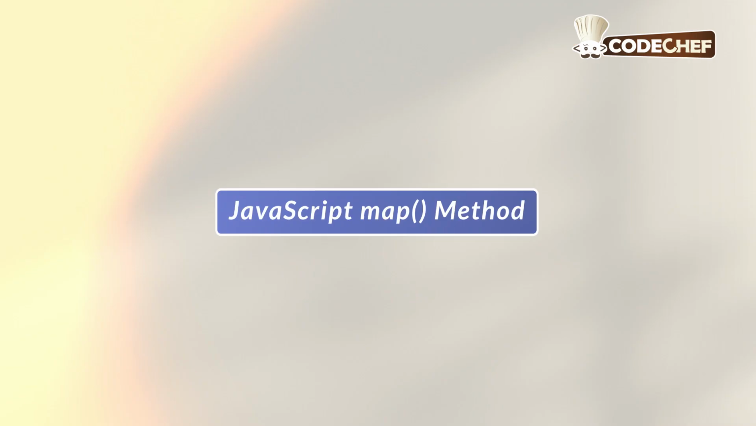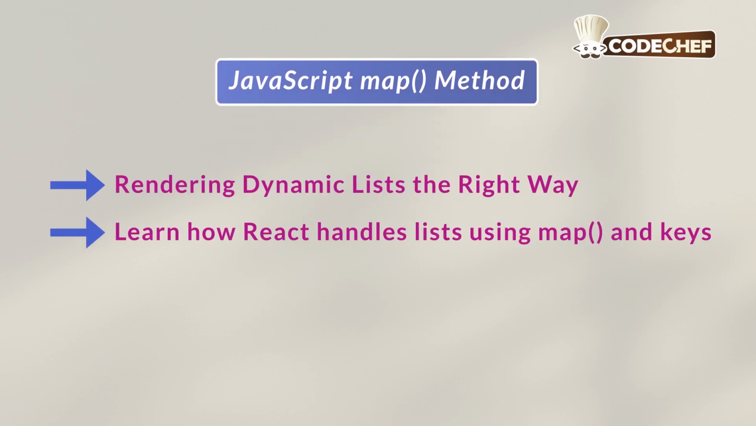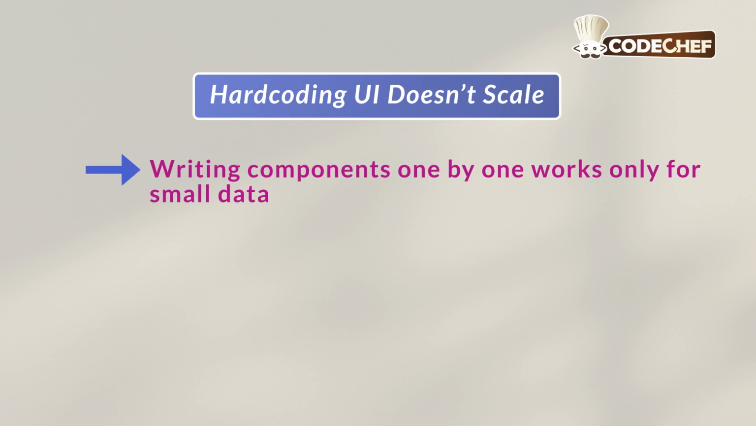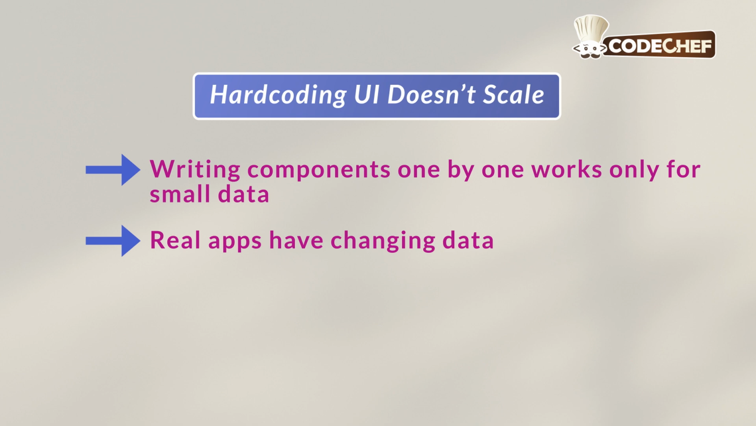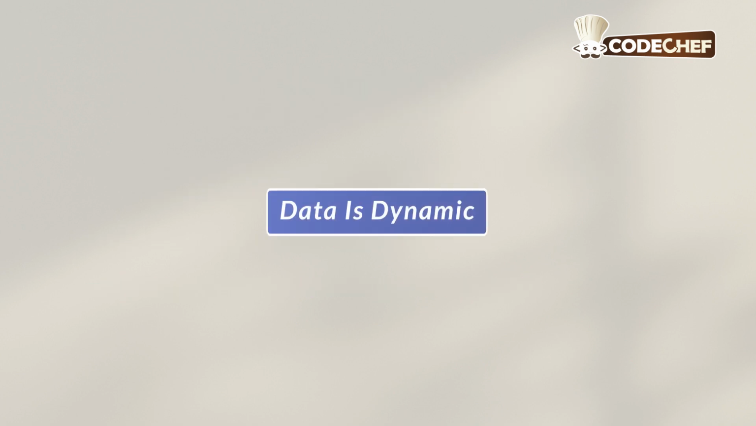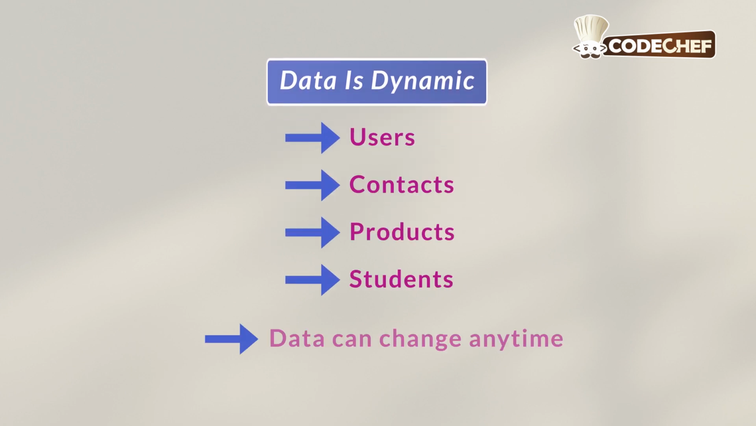So let's begin. Let us focus on iteration in React, specifically how to render dynamic lists using the JavaScript map function and React keys. If you manually write each component, your code quickly becomes repetitive and hard to manage. This approach does not scale when the number of items increases or changes dynamically. In real applications, data is always changing. Users can be added, removed, or updated at any time. React is designed to handle this dynamic nature efficiently.